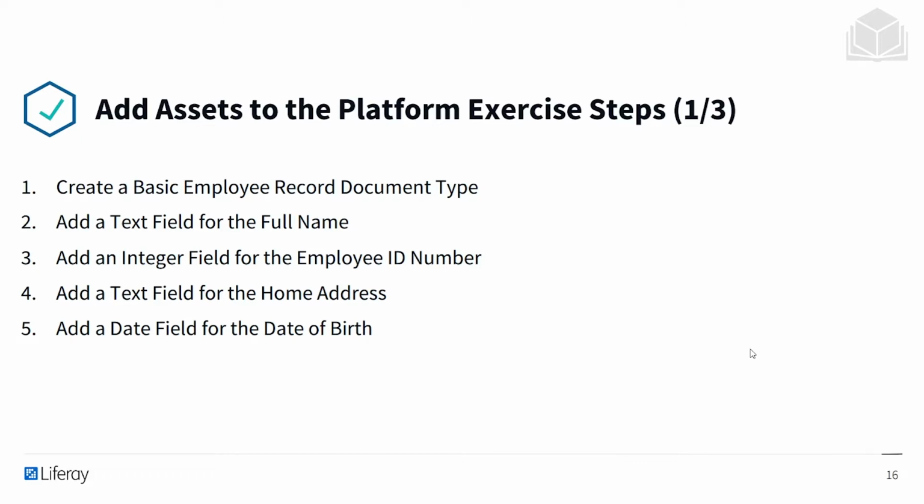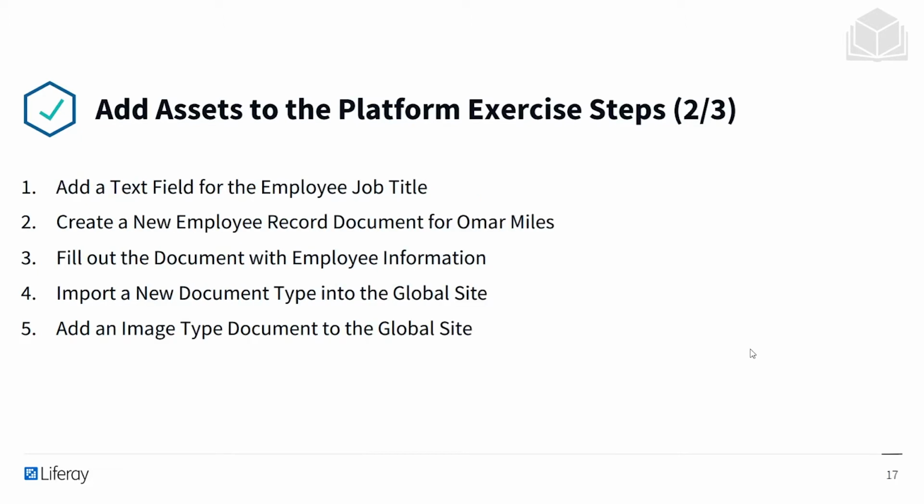We'll create a basic employee record document type, and we'll add a text field for a full name, an integer field for an employee ID number. We'll add a text field for a home address, and a date field for the date of birth, as well as a text field for the employee job title. Using this document type we created, we will create a new employee record for a test user named Omar Miles. We'll fill this document out with employee information.